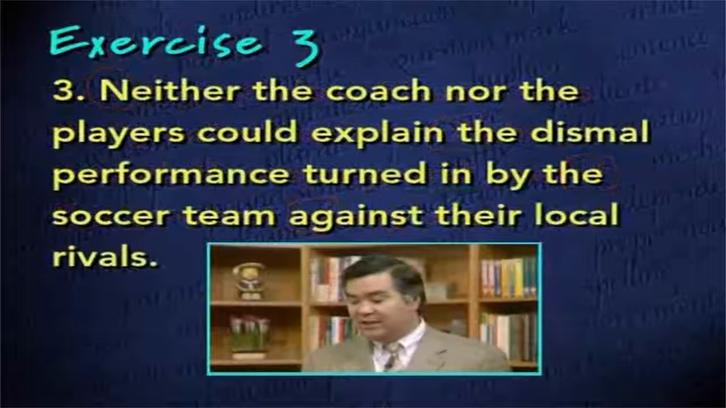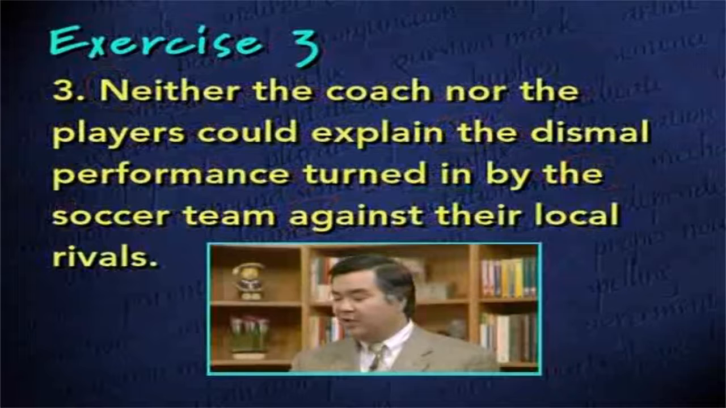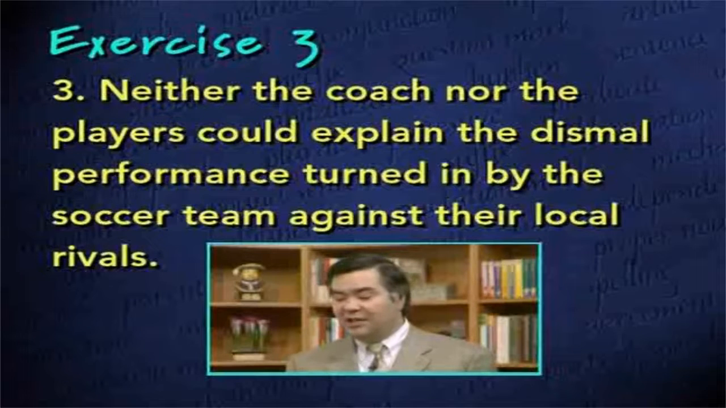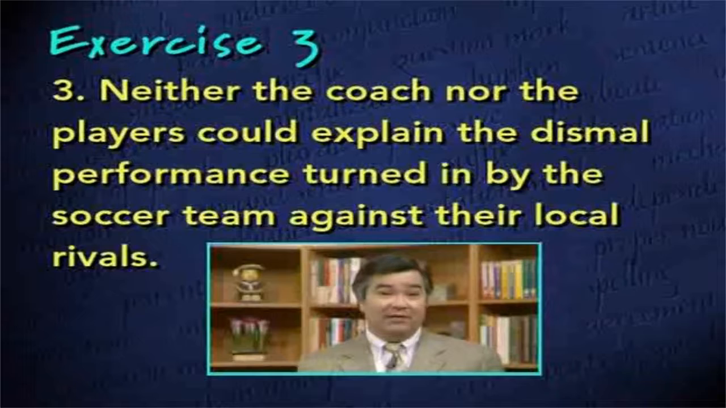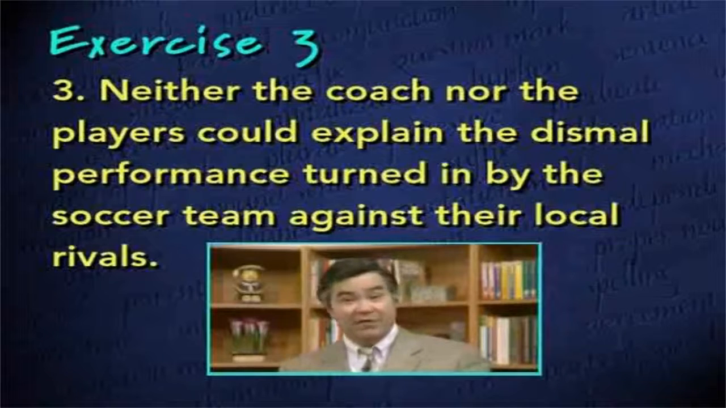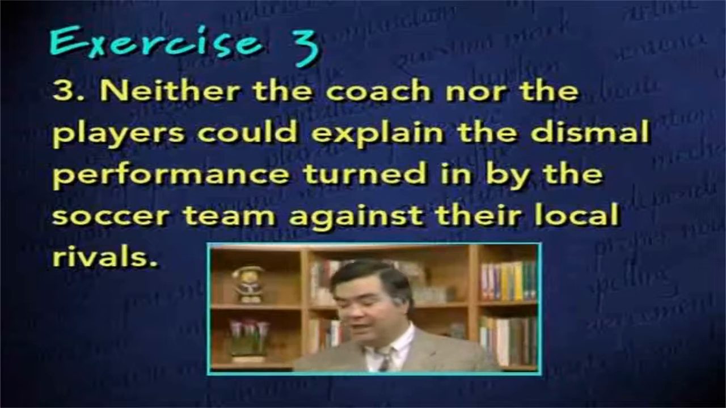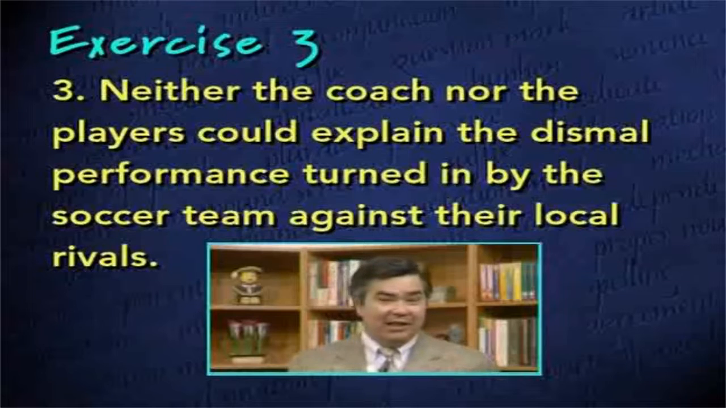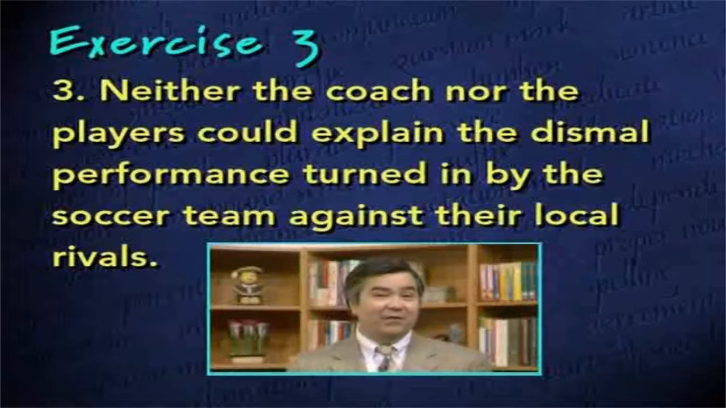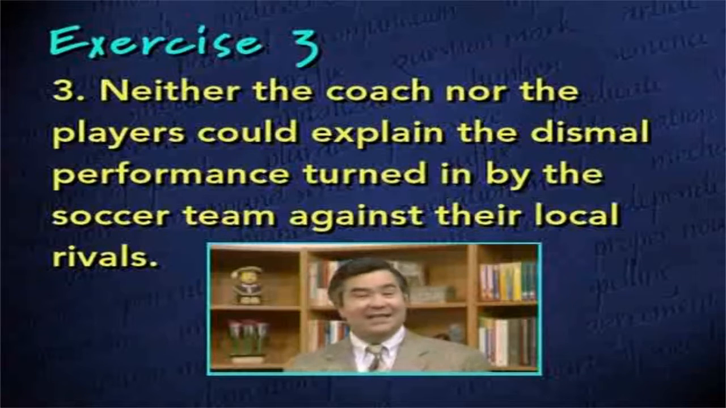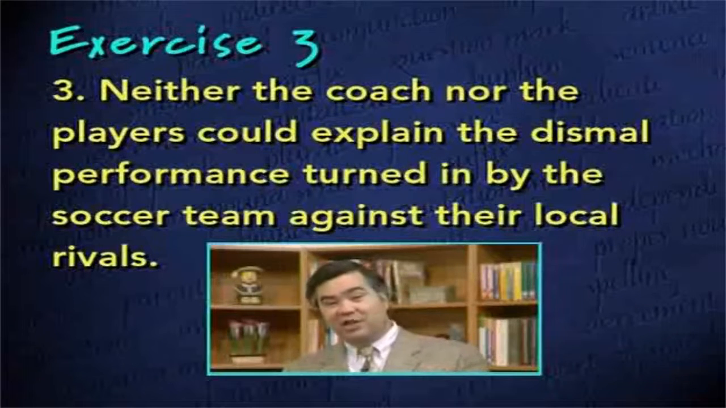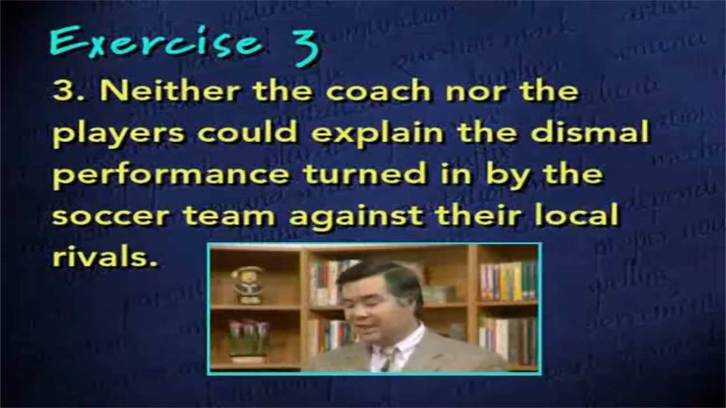Here's our third sentence. Neither the coach nor the players could explain the dismal performance turned in by the soccer team against their local rivals. This sentence you might have found a little more tricky. There is a conjunction in this sentence that might have been a little difficult for you to recognize. This is a correlative conjunction. Remember, those are conjunctions that work in pairs, and the correlative conjunction appears near the beginning of the sentence.